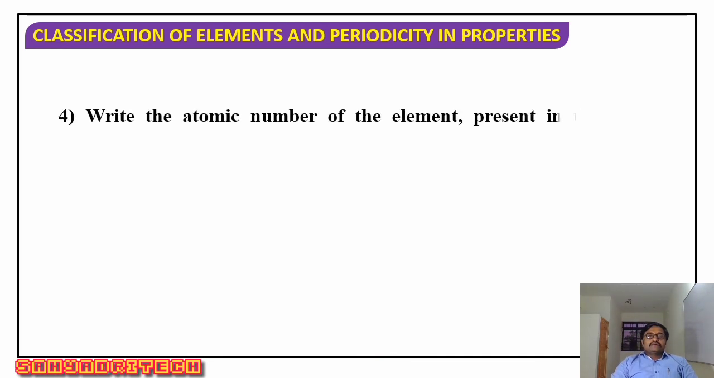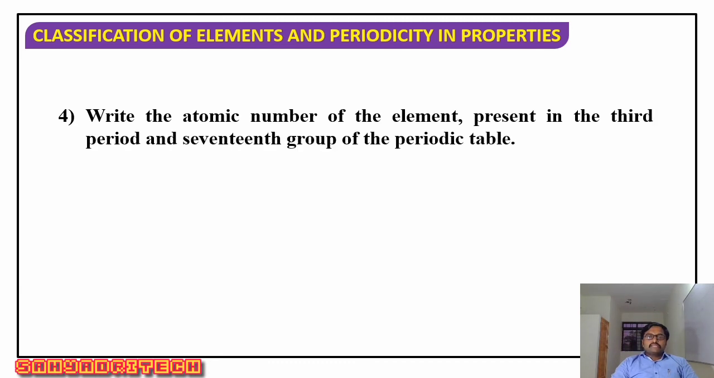Next question. Write the atomic number of the element present in the third period and 17th group of the periodic table. Here they are asking for the element in the third period and in the 17th group. Option A 16, option B 17, option C 18 and option D 15. First we look for the answer. The answer is atomic number 17.